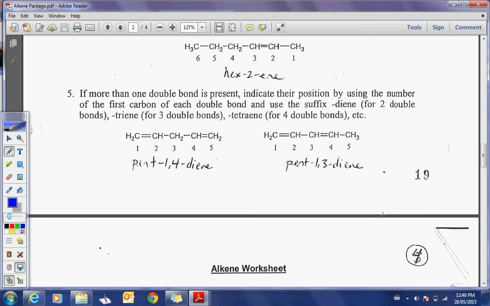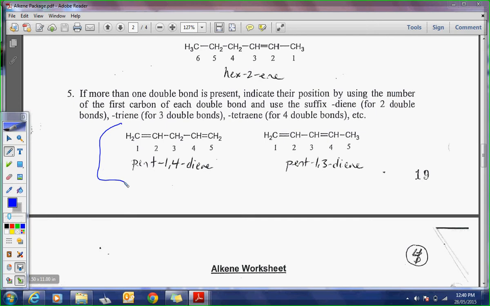Talk to me about this example. What do you notice? What have you learned? What can you see from these pictures? Emilio. It's pent 1,4 diene because there's 2 double bonds. So 1 double bond there, 1 double bond there, and therefore that has led us to the numbers 1 and 4, because the first one's past just 1 carbon and the second one's past 4 carbons. Okay, so 1 and 4. All right.